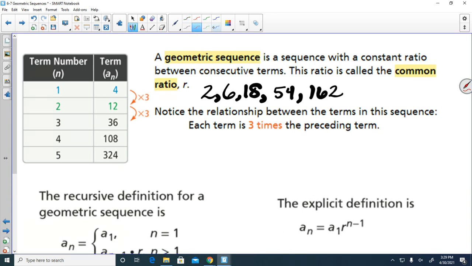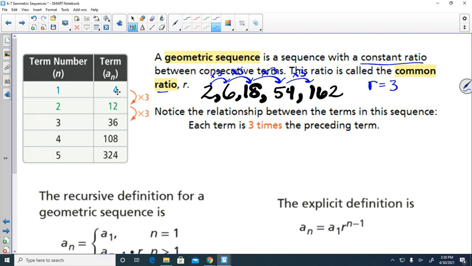And I would know that it's a geometric sequence because to get from one term to the next term, I'm multiplying by a constant ratio called R. So to get from 2 to 6, I multiplied by 3. To get from 6 to 18, times 3, from 18 to 54, times 3, and from 54 to 162, times 3. This is called a geometric sequence with a common ratio of R equal to 3.